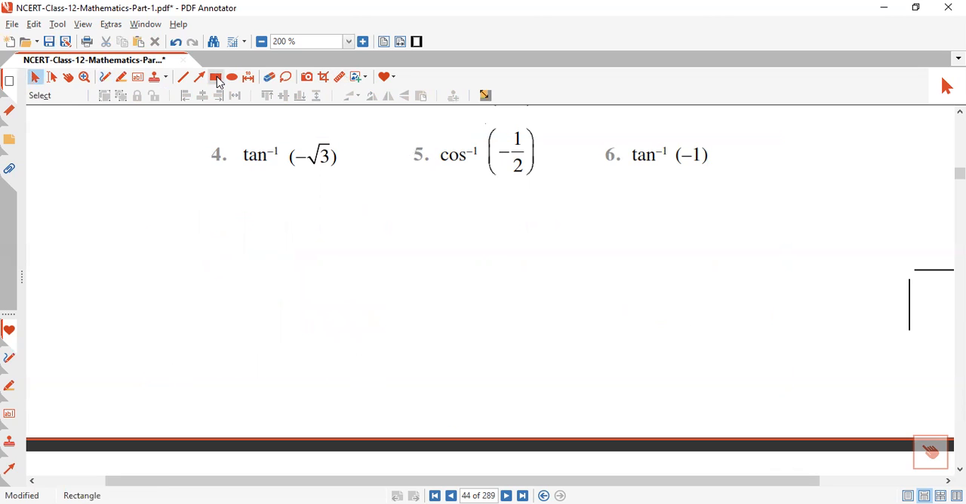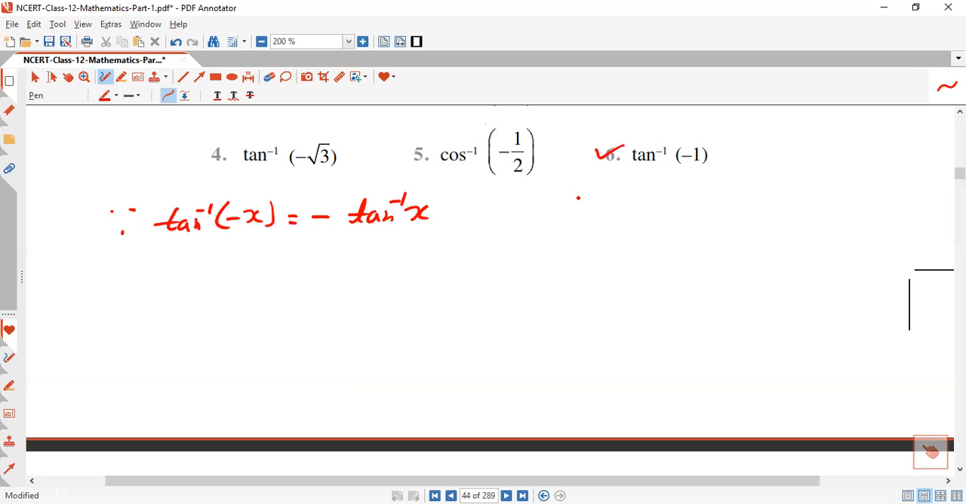Tan inverse minus 1. I want to find out the principal value for this part. So tan inverse minus 1 can be written as, take the minus sign outside. You know the formula: tan inverse minus x equals minus tan inverse x. So first of all, take this negative sign outside. So it becomes minus tan inverse 1. Now, since you know very well tan pi by 4 equals 1, tan inverse 1 will be equal to pi by 4. So minus pi by 4 comes out.